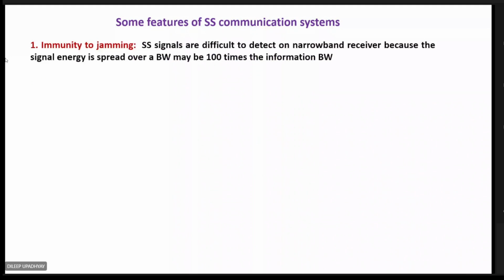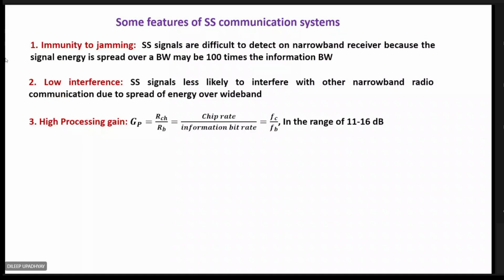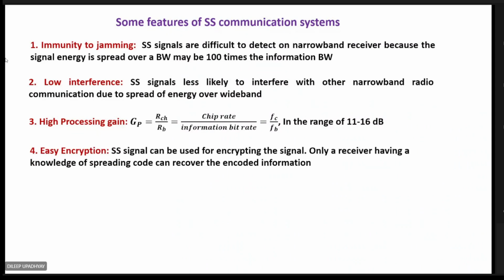Then I have talked about the basic features, some features of the spread spectrum communication system, like immunity to jamming, low interference, high processing gain, which is simply defined as chip rate divided by the information bit rate. And then obviously there is easy encryption, because that we can do by using the PN sequence.